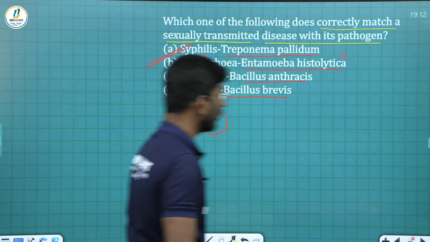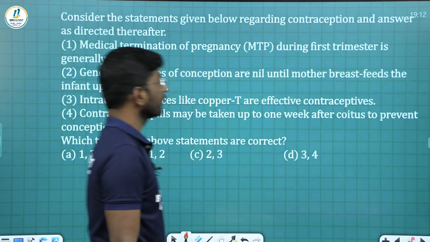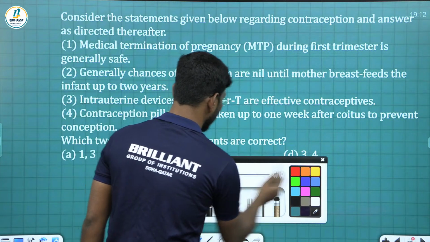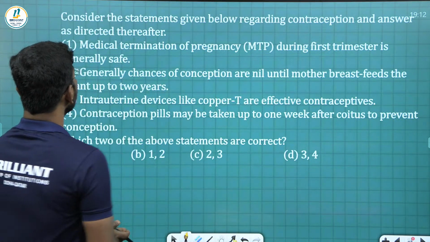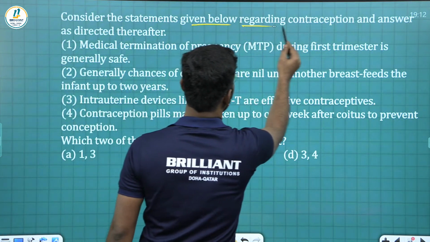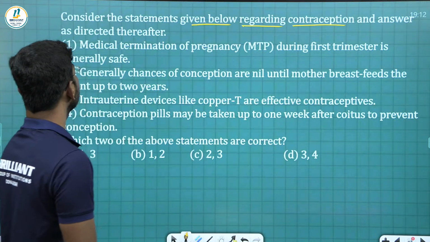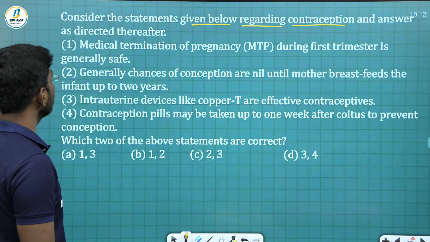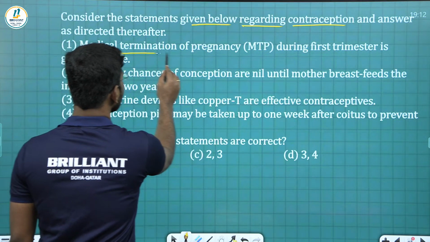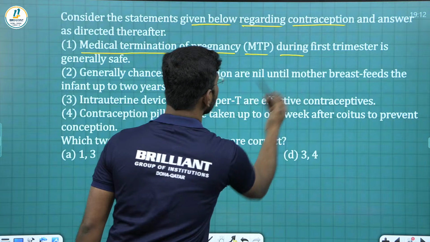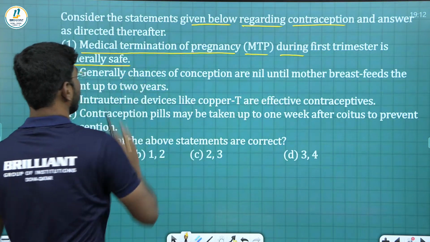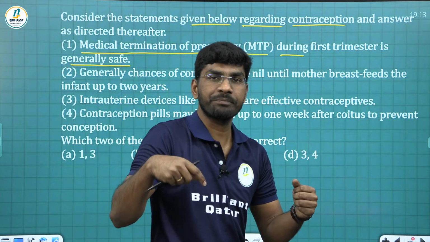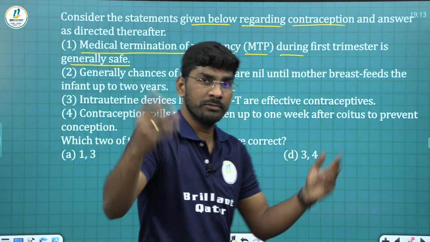Option A. What about this question? Try. Oh, very big question is given here. Four statements are given. Let me read one by one. Now try, all of you. Consider the statement given below regarding contraception and answer as directed thereafter. Medical termination of pregnancy, MTP, during first trimester is generally safe. Is this generally safe? First trimester means 12 weeks. Try.